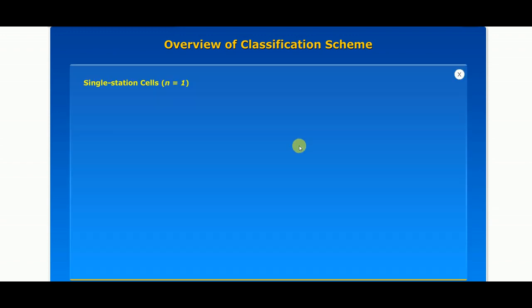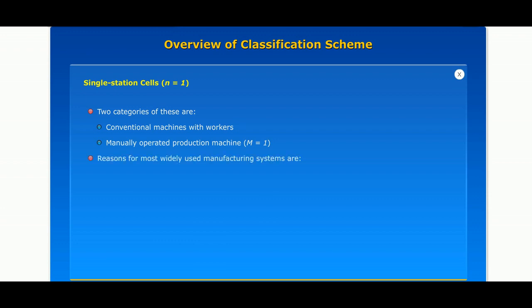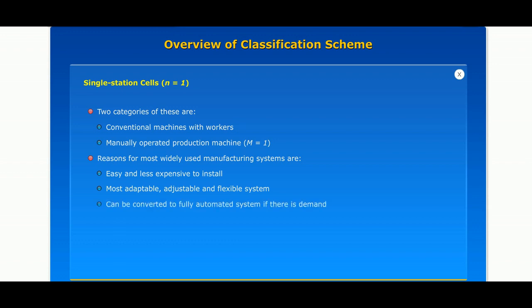Single station cells, N equal to 1. Two categories of these are conventional machines with workers, manually operated production machine, M equal to 1. Reasons for most widely used manufacturing systems are easy and less expensive to install, most adaptable, adjustable and flexible system, can be converted to fully automated system if there is a demand, can be maintained easily, unskilled workers can be employed to take care of the machine.